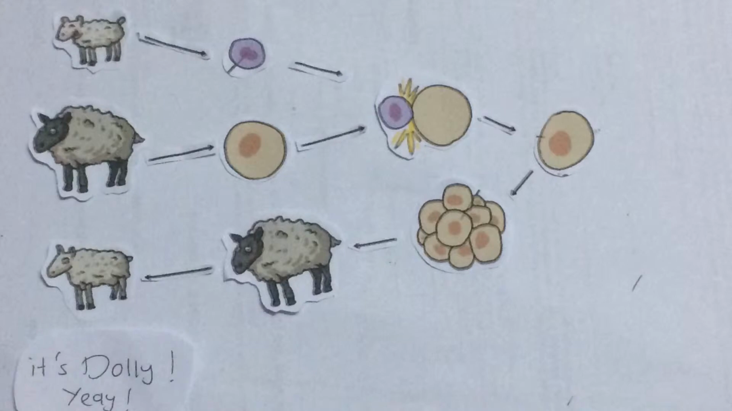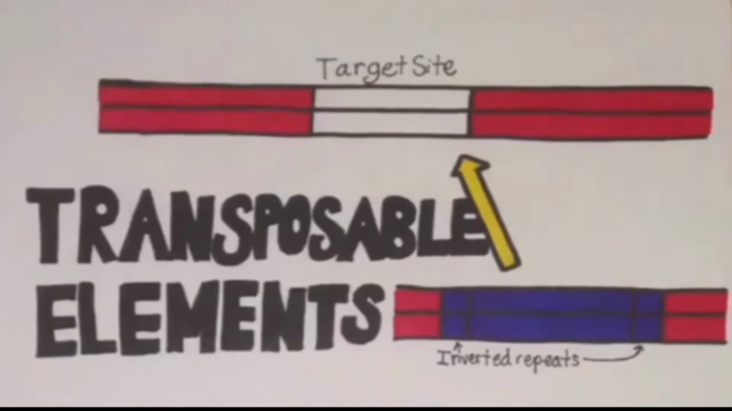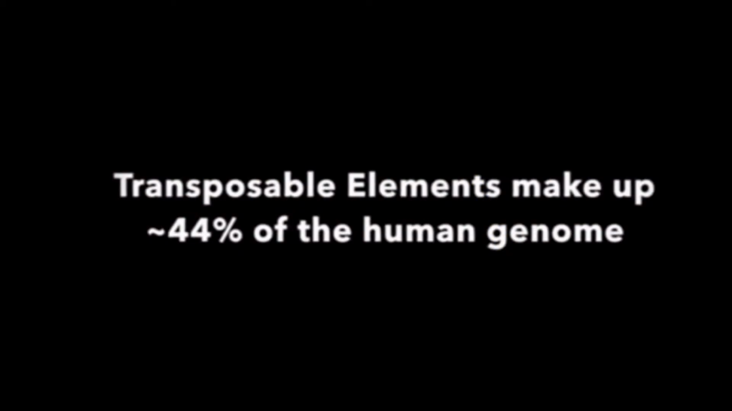Let's learn about transposable elements. Transposable elements make up approximately 44% of the human genome. Mutations caused by transposable elements are linked to cancer and other diseases.